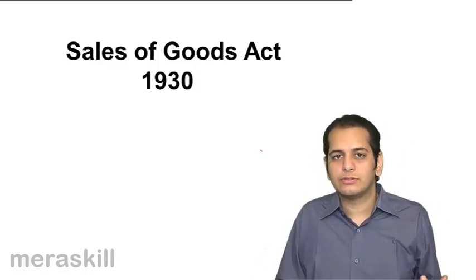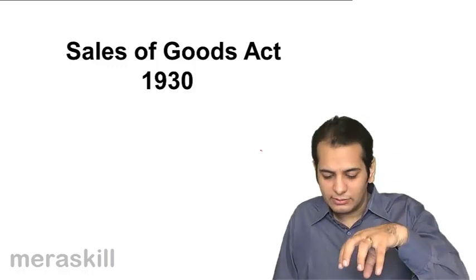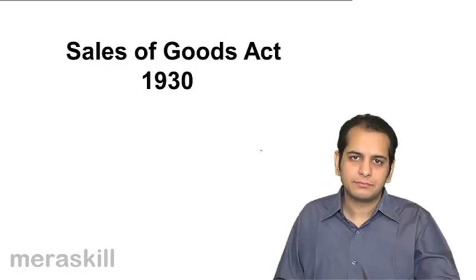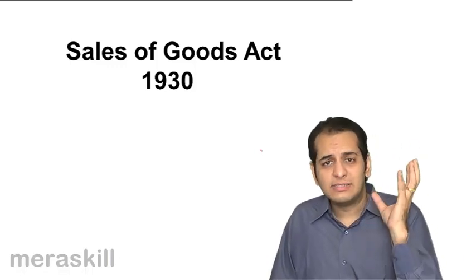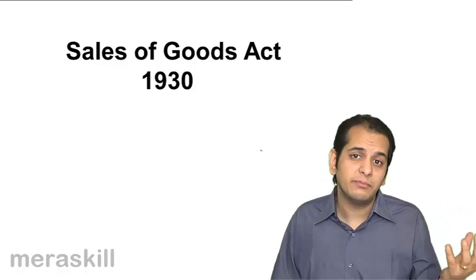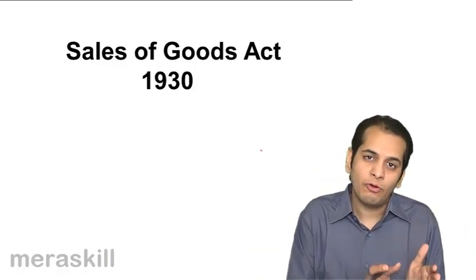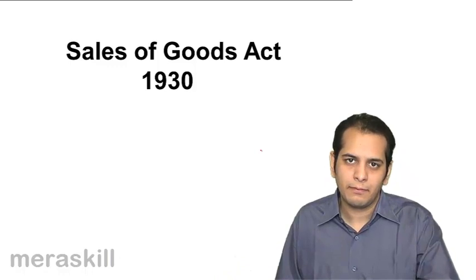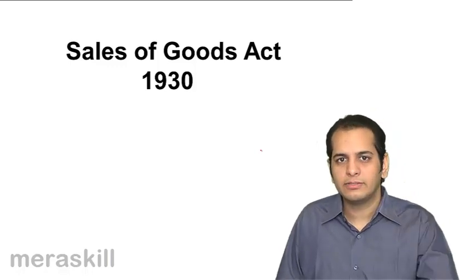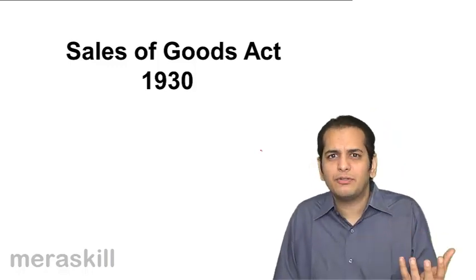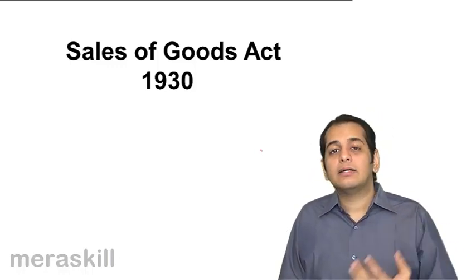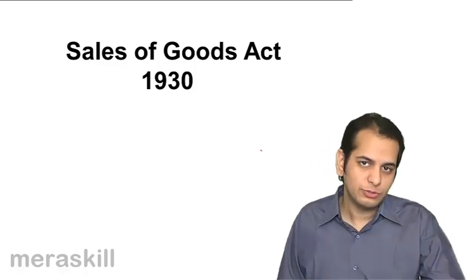Now, the question is, what does this act suffice? What is the objective of this act? The objective of this act was that sale of goods is a topic, a stream, a field which is different from normal contract. A sale is a bit complicated, complex, that kind of a topic. It has more nitty-gritties. So it was felt that a law pertaining to sale of goods should be made.